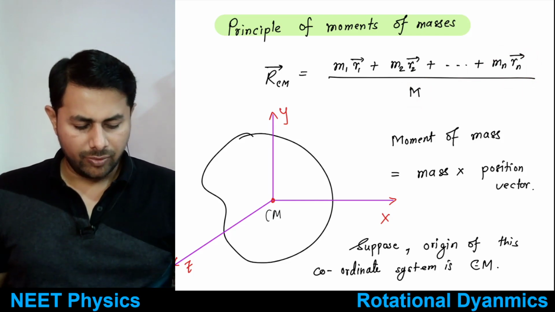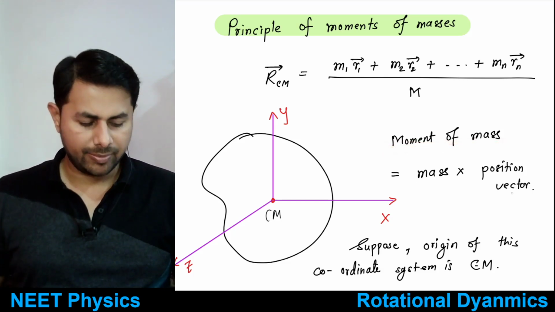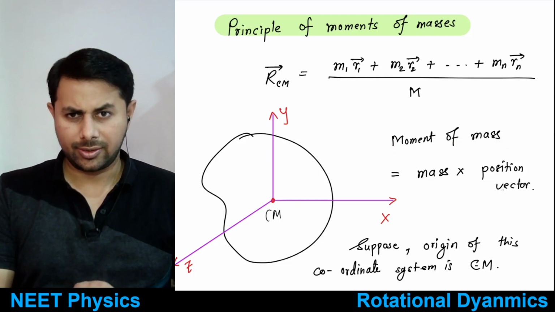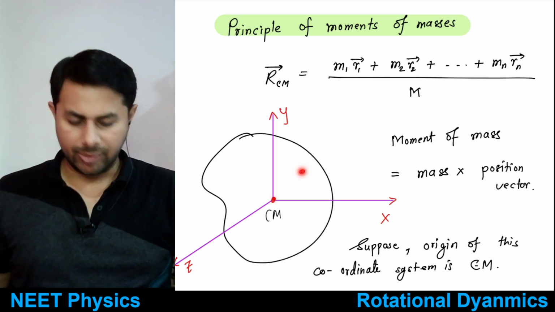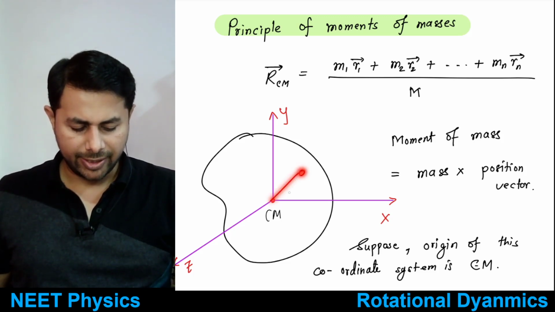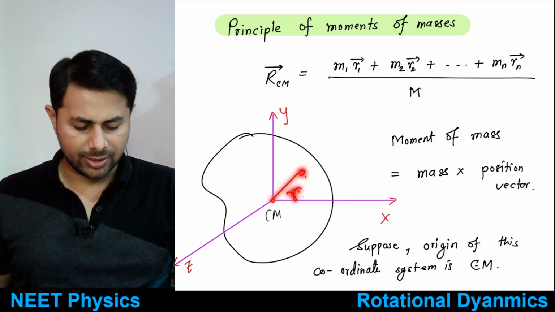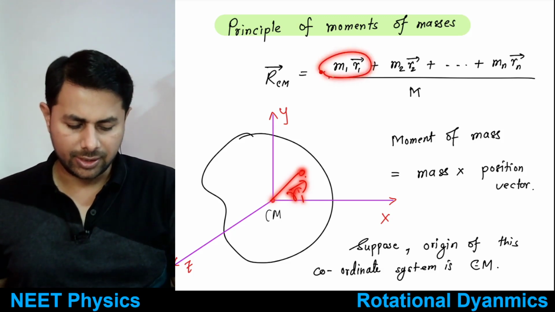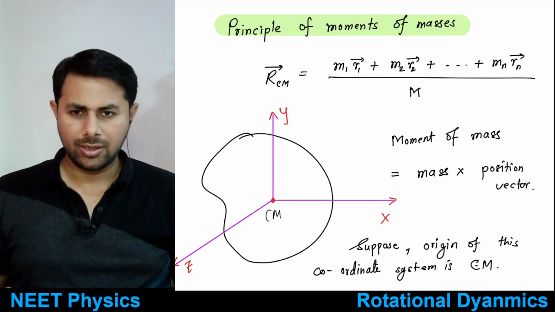So then what is moment of mass? Moment of mass is mass multiplied by the position vector of the mass. Okay, so suppose you take some mass over here. What is its moment of mass? It's mass multiplied by its position vector. Okay, mass is suppose m1, position vector is r1 bar. So this thing is the moment of mass, right?